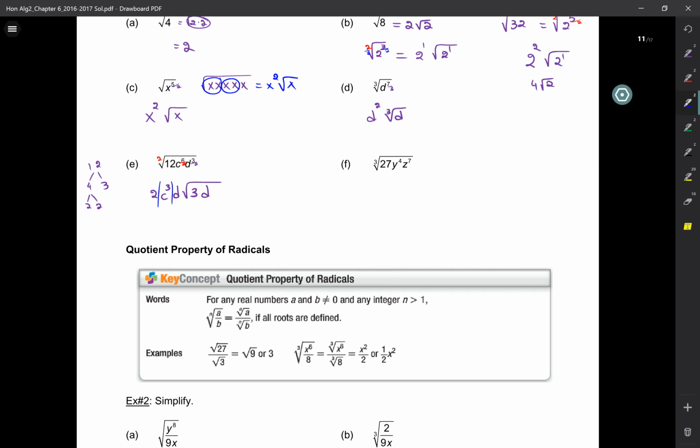For part F, we have the cube root of 27, right? So cube root of 27, how much will that be? 3. Now, for the y, I'm going to divide by 3. So I will have 1 remainder 1. So 1y comes out. 1y will stay.